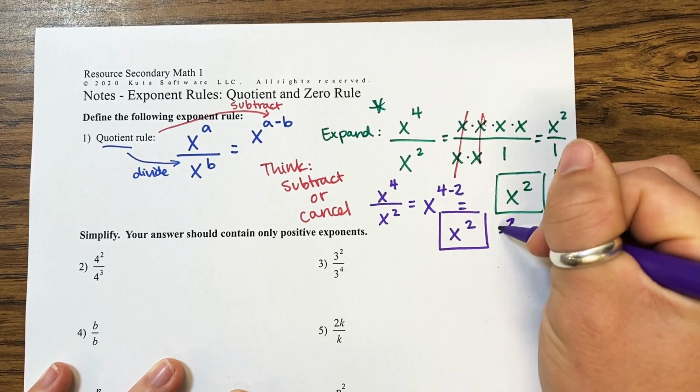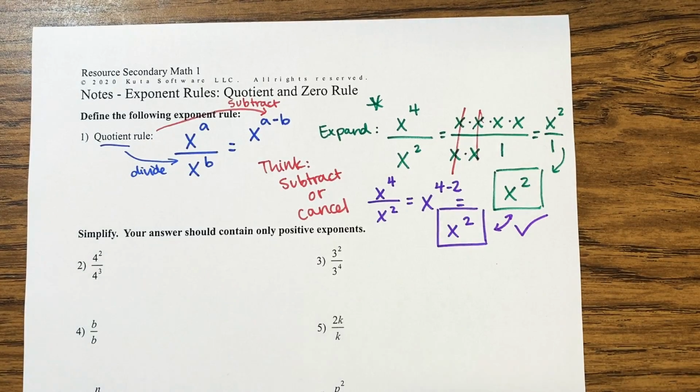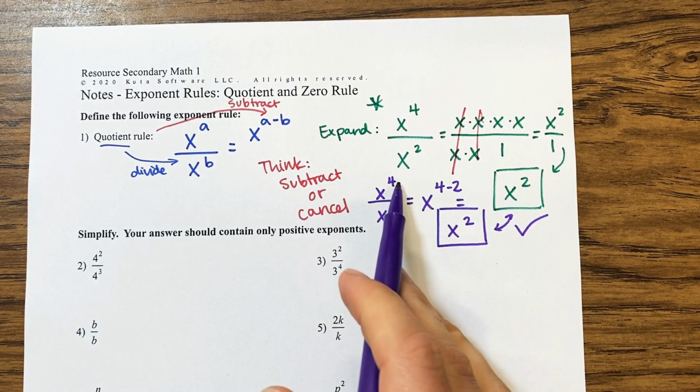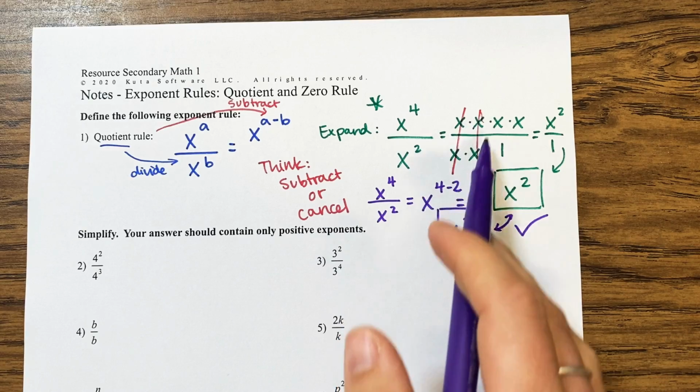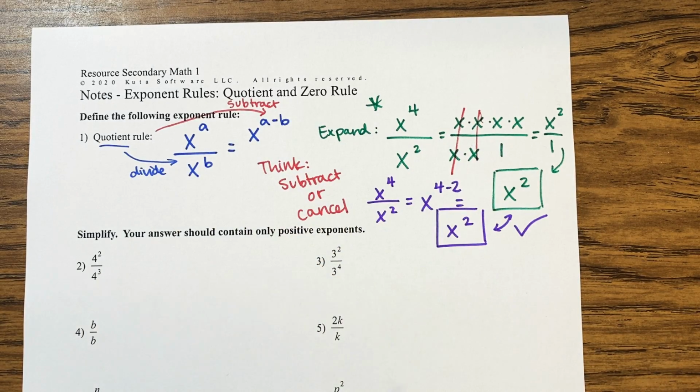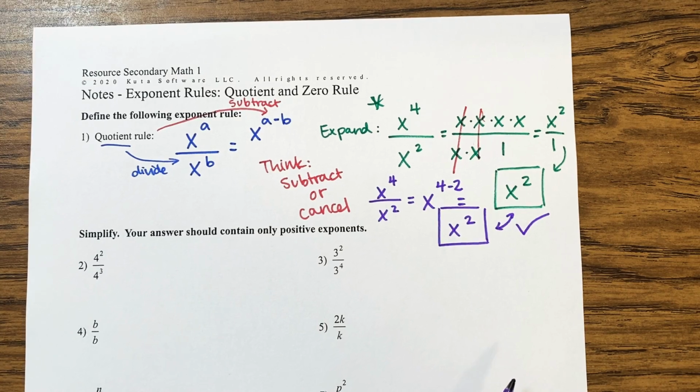Same thing, right? Check. So you can think of it both ways. Either subtract our top from our bottom, 4 minus 2, or expand and cancel. Okay, so that's our quotient rule. So let's do a couple examples.